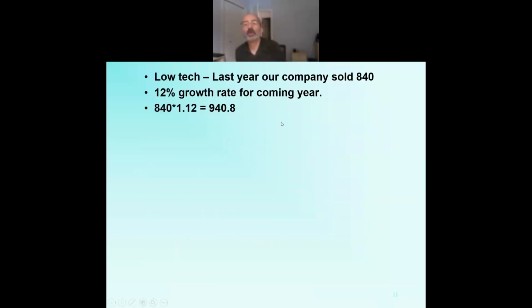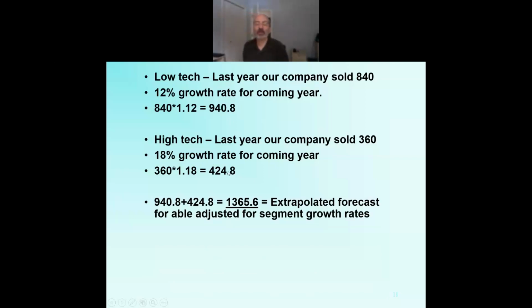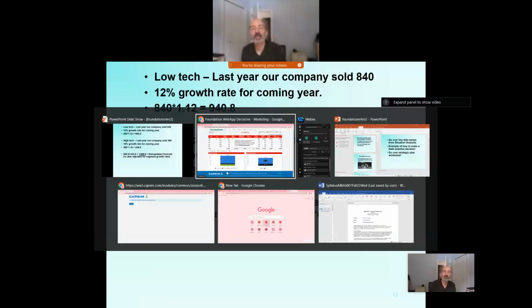Now, if I went out to the reports, remember, I sold 840 last year at a 12% growth rate. So if we just sold what we did last year plus the industry growth rate to low tech, that would give us 940.8. For high tech, if you remember, I sold 360, 18%. That's 424. I put those two together and I get 1,365. That's my extrapolated forecast adjusted for growth rates.